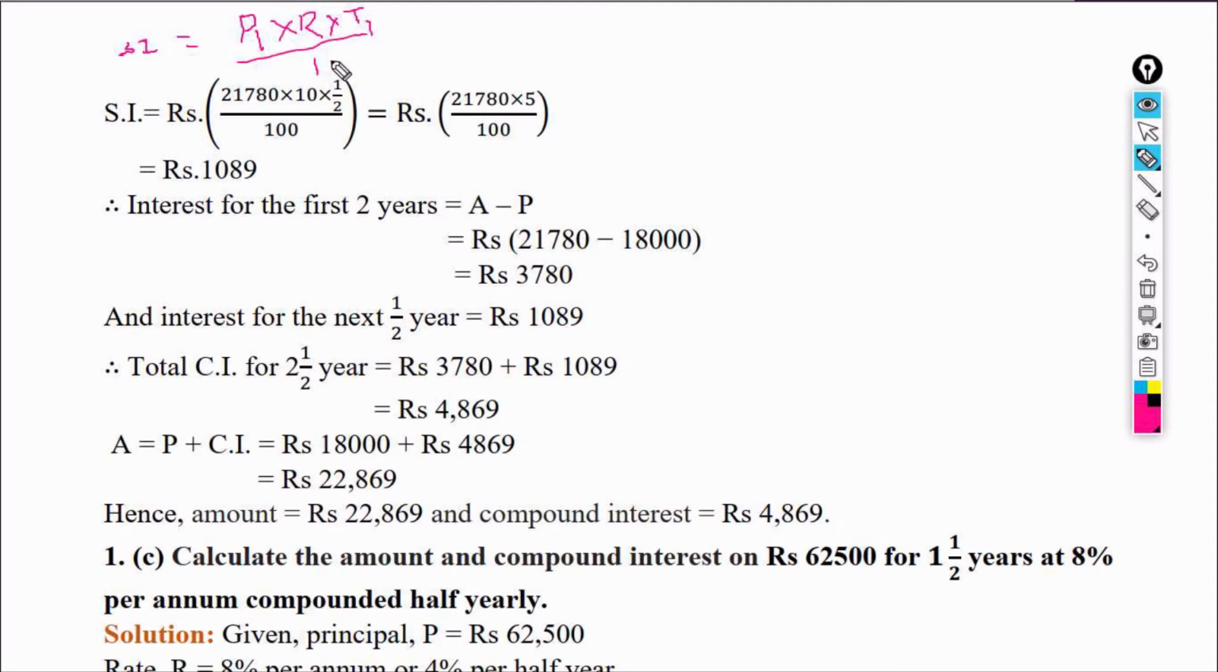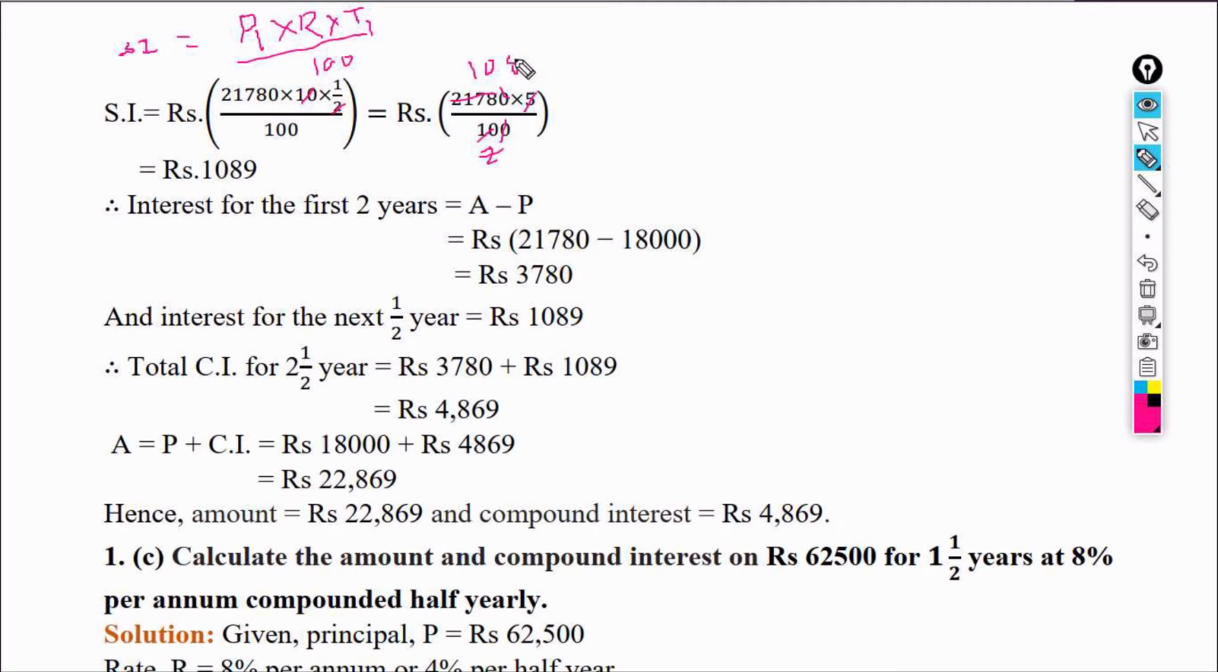You are using this formula. Now time is half year, put half, just cancel this, you will get 5 divided with this one. Now again cancel 5, 2 twos are 10, and cancel this, it becomes 1089.